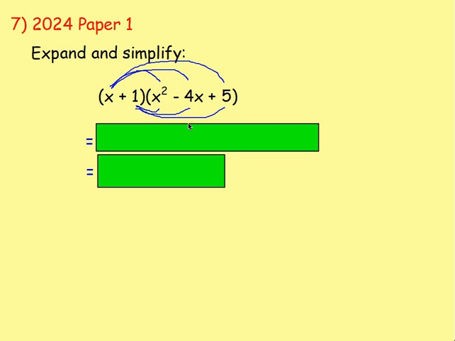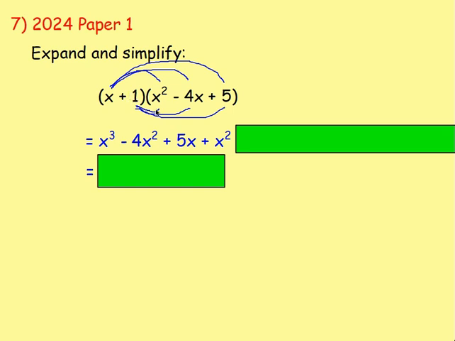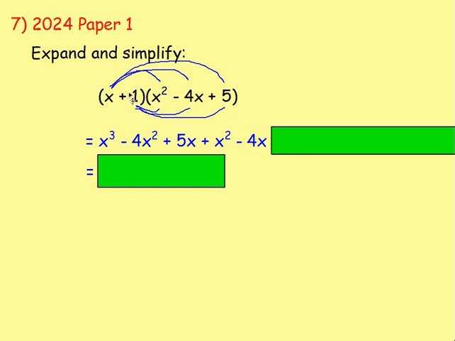So if you do that, x times x squared is plus x cubed. X times negative 4x is negative 4x squared. X times 5 is plus 5x. Then the 1 times everything, 1 times x squared is just x squared. 1 times negative 4x is negative 4x. And 1 times 5 is 5.